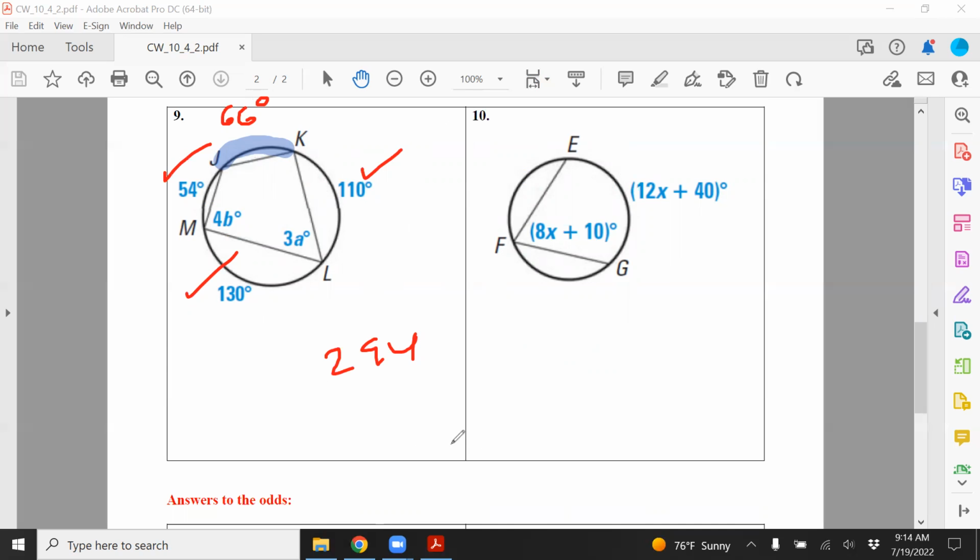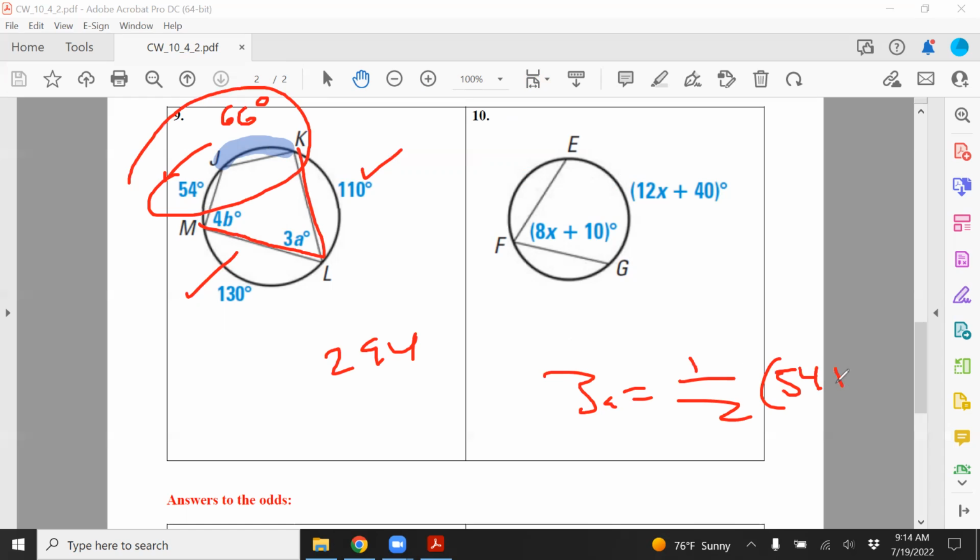So 3A, hold on. Oh, yes, I got it. I'm good. 3A is actually all this. No, it's half of all that. That's a little tricky. You have to consider, what does 3A intercept? 3A intercepts MK, not JK, not MJ, but MK. MK is 120, so you have to take half of that, which of course is going to be 60 degrees, and A is 20.